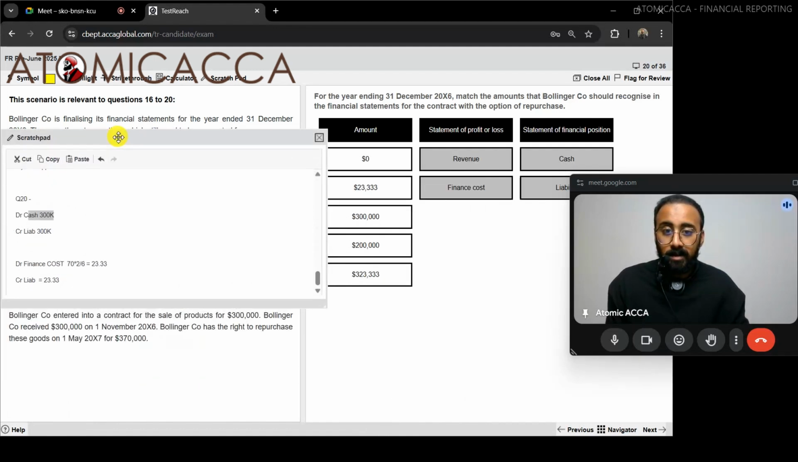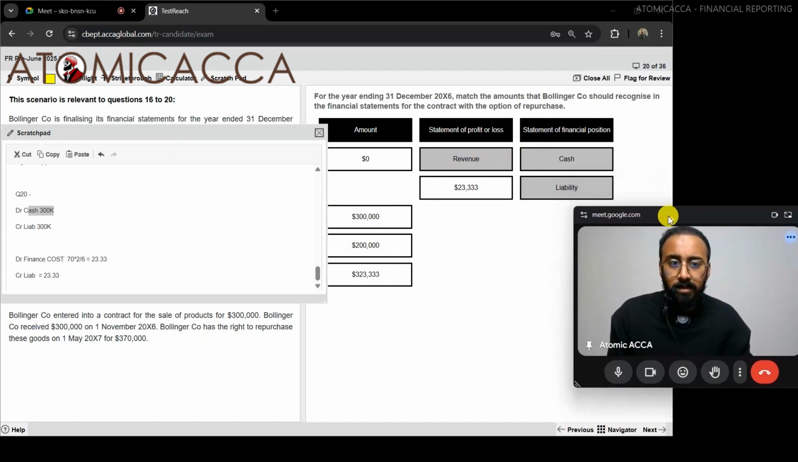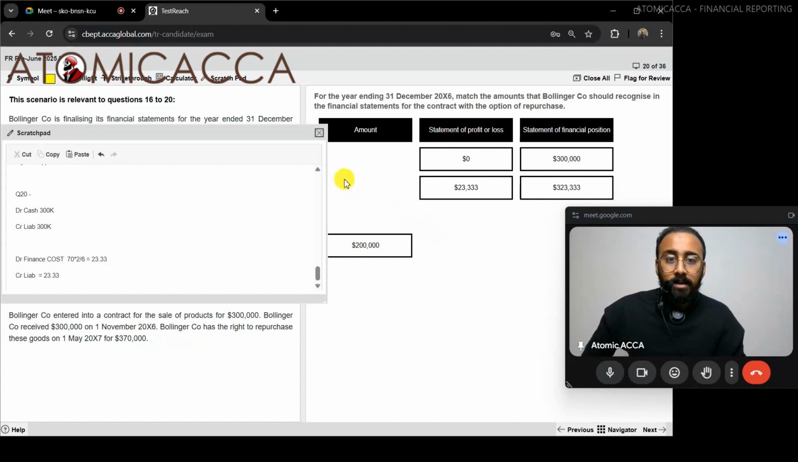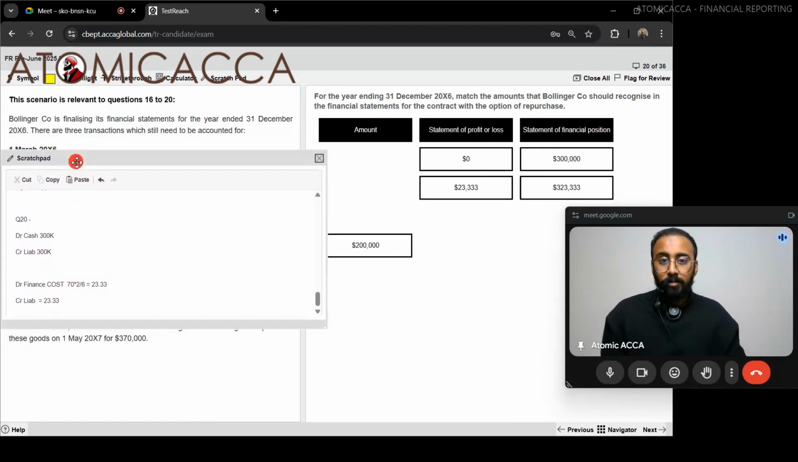Let's see what all information we have here. Finance cost will be 23.33. Next we need revenue. Revenue will not be recorded. This is not exactly a sale, we are treating it like a loan, so no revenue will be there. How about SOFP? Cash we need 300,000, that is okay. And liability will be 323.33, that is okay. So this will stay blank, so maybe I'll have to put 0 with it. So those are our answers over here. This 200, what is 200,000? Okay, I don't know, that is something else, so don't bother with that. So this is our calculation over here. So that question is done.